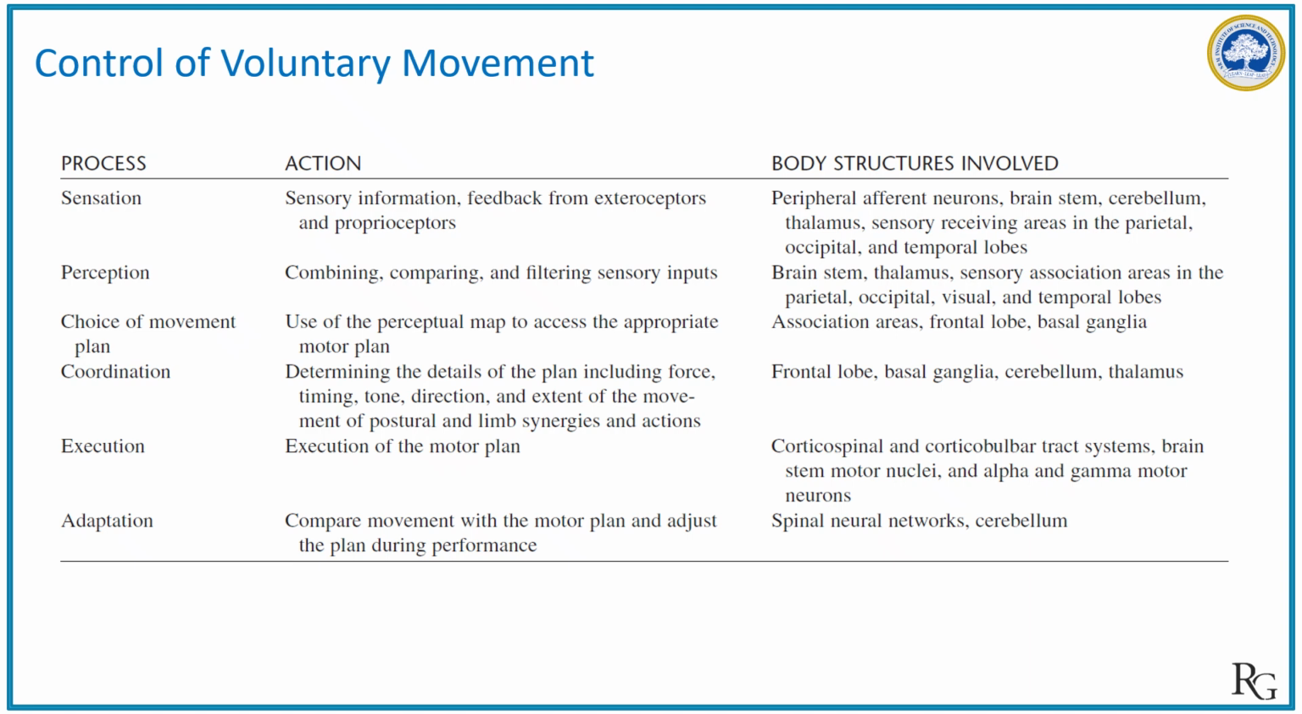So the frontal lobe, basal ganglia, cerebellum, and thalamus work together to customize the plan. Following coordination comes execution. So the corticospinal and corticobulbar tracts carry motor commands down from the brain to the motor neurons in the brain stem and spinal cord. So these signals activate the appropriate muscles to carry out the movement.